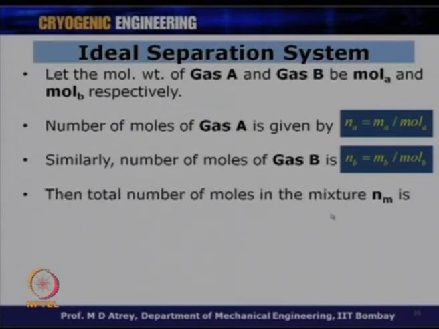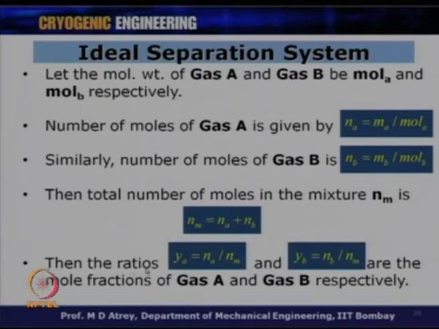The total number of moles in the mixture, suppose it is Nm, is equal to Na plus Nb. And the ratios I now call Ya, which is the mole fraction of gas A, and Yb is the mole fraction of gas B. The mole fraction of gas A is called Ya, which is Na upon Nm, and Yb is Nb upon Nm. So, Yb and Ya are basically the mole fractions of gas B and gas A respectively.